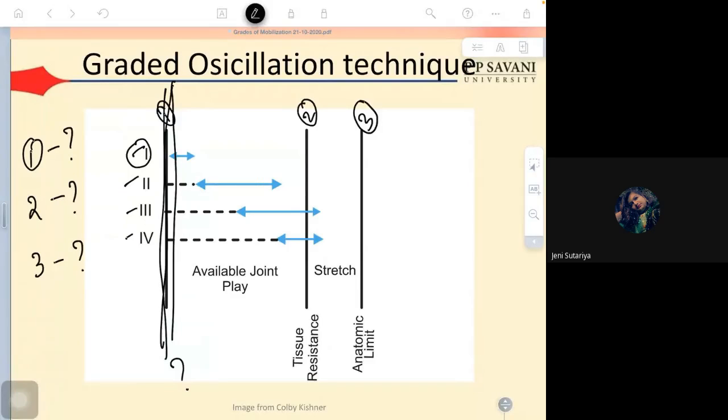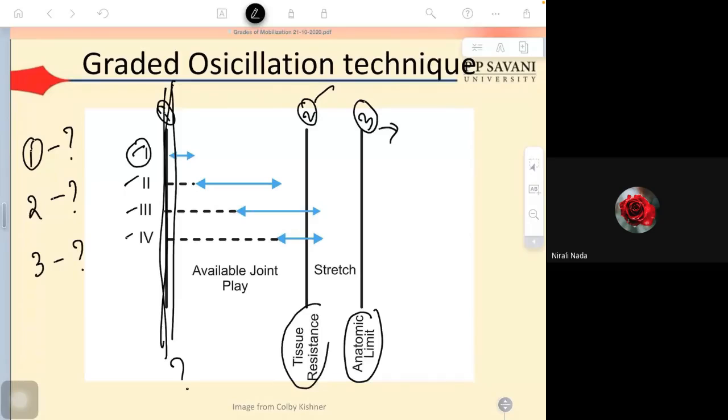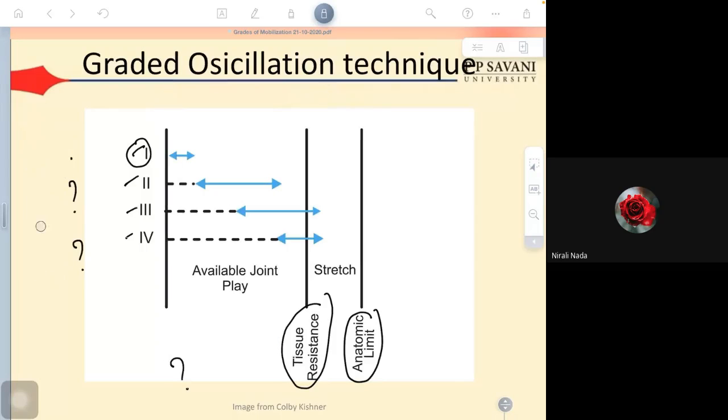Beginning of range of motion, at 0 degree. Clear? And line three represents the anatomical limit and line two represents tissue resistance. So this you have to understand first.